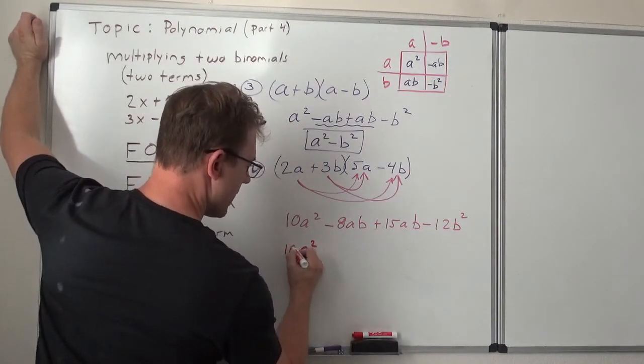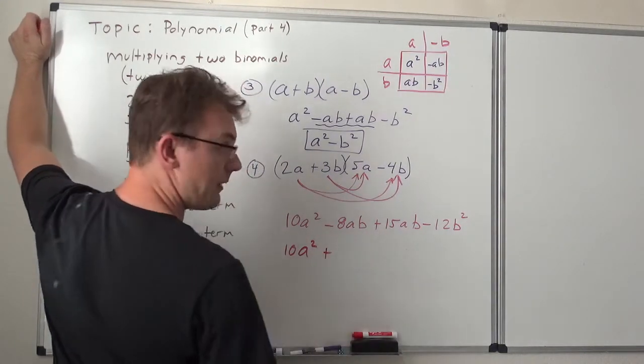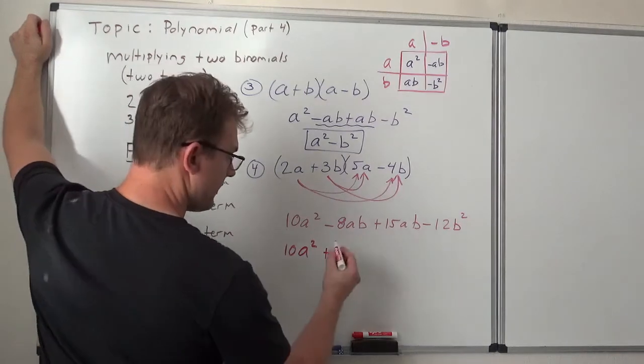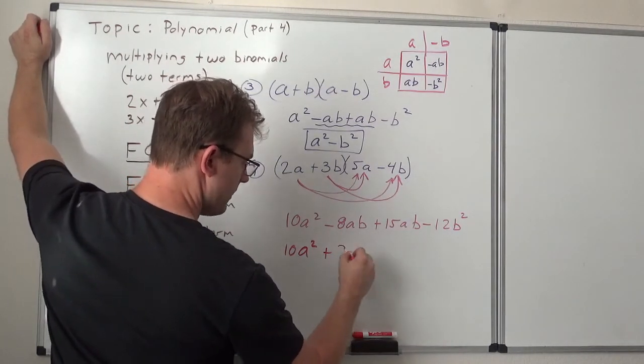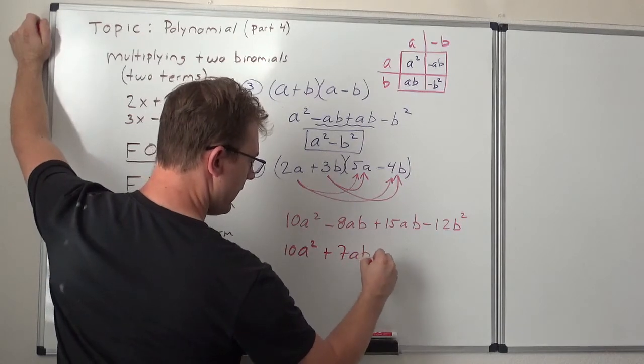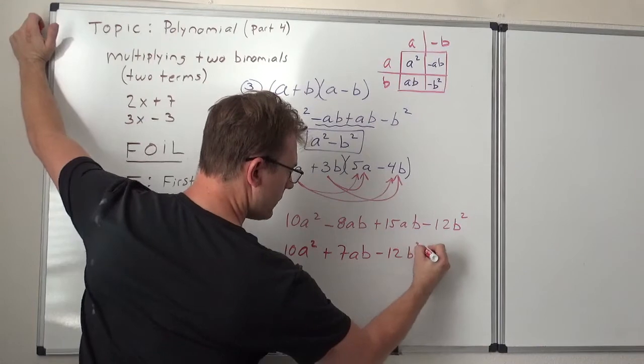A squared is 10. Okay, now you have these. You can combine these. I know that's going to be a plus. 5, 6, 7. Let's see. 9, 10. That's 7AB. Just making sure my math is good. Minus 12B squared.